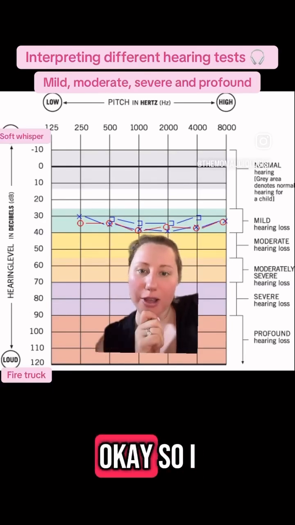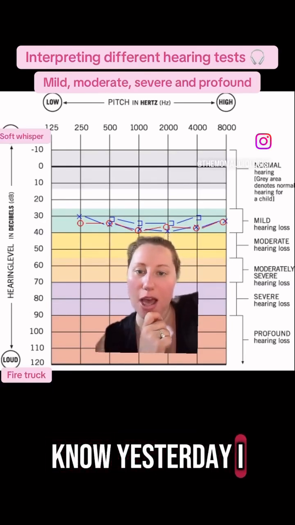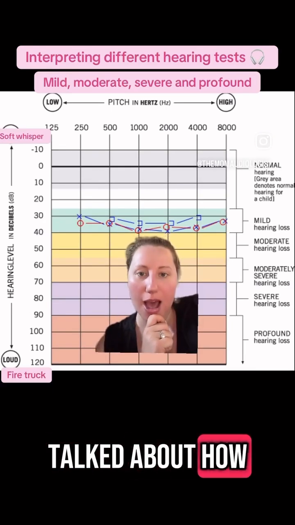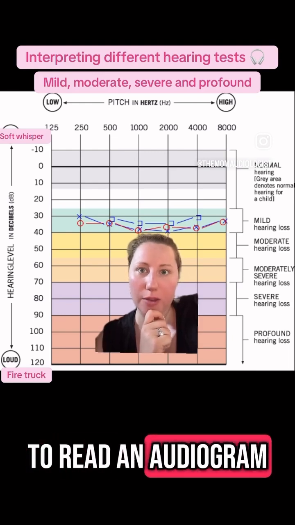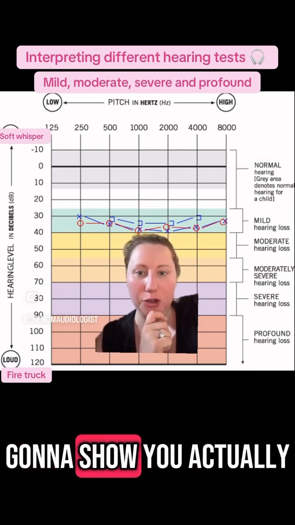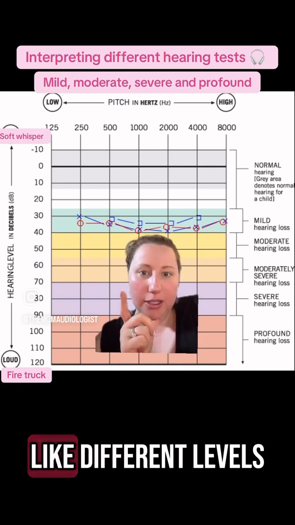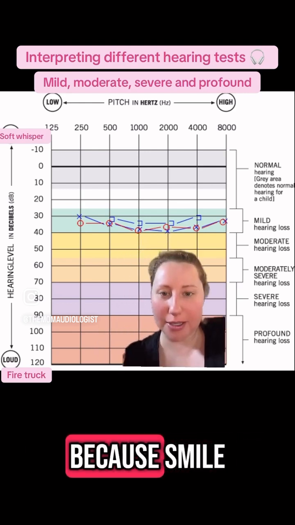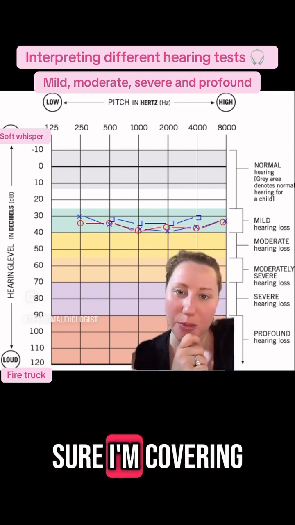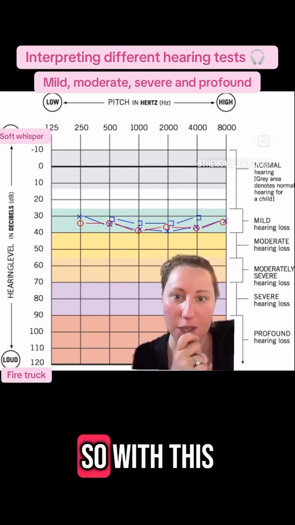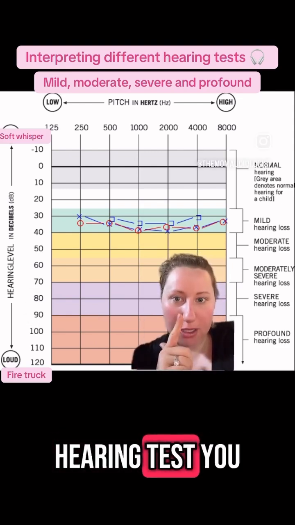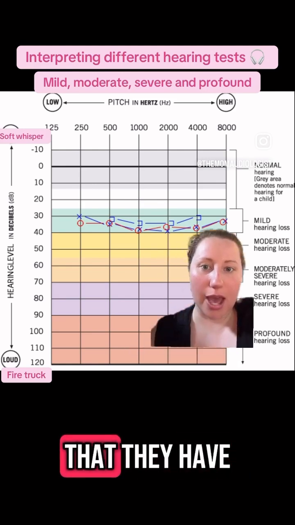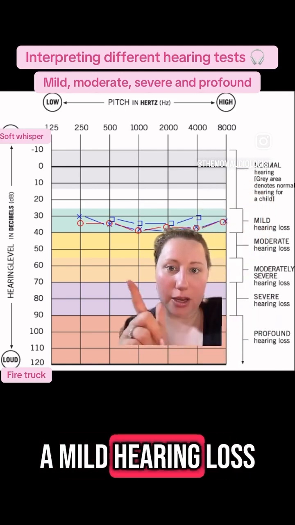Hi guys. Okay, so I know yesterday I talked about how to read an audiogram, but today I'm going to show you different levels of hearing loss and how to read them on the audiogram, because I just want to make sure I'm covering all my bases. So with this hearing test, you can see here that they have a mild hearing loss.